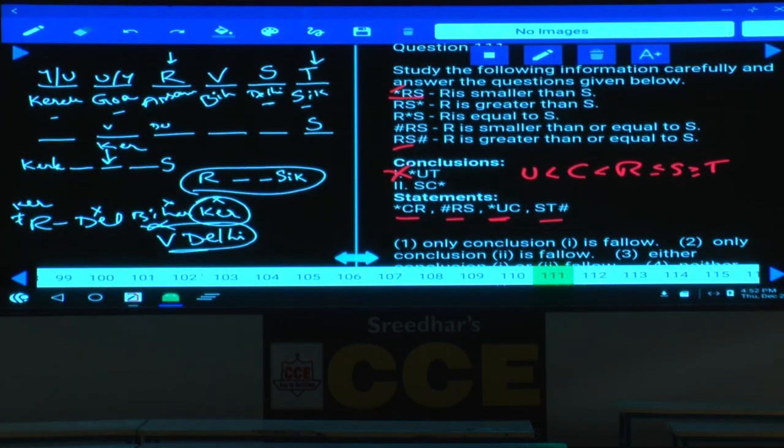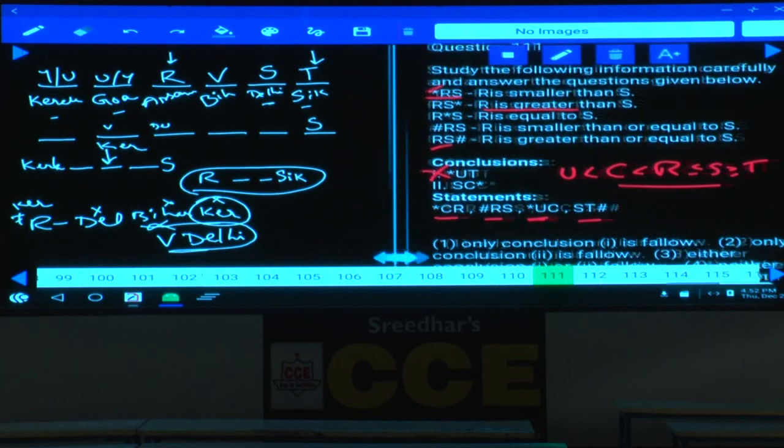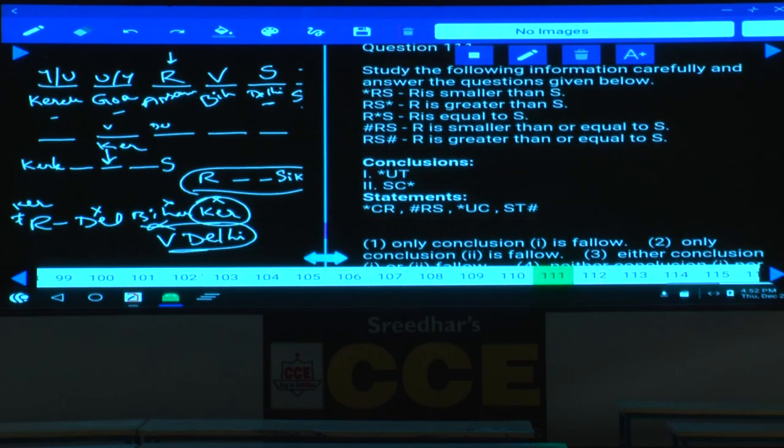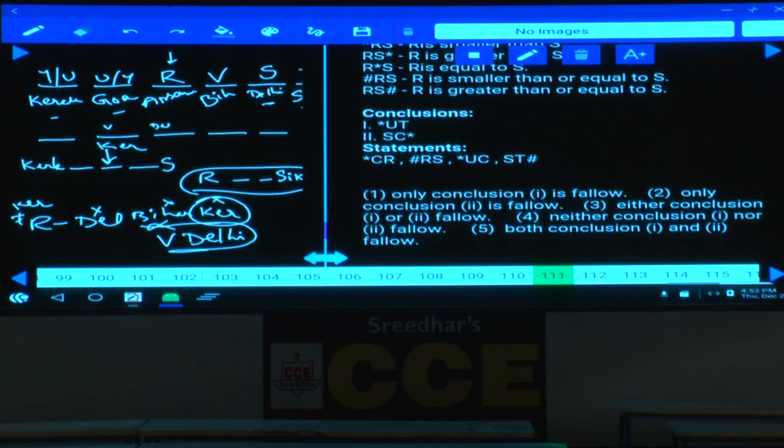Then coming to the next one, SC and star. Now in this SC and star, S is greater than C. C lesser than S means S greater than C, definitely true. And so only conclusion 2 follows, and 2 is the answer. Hence question number 111: only 2 follows, and it is given in choice 2. And similarly, can you work out the remaining questions 111 to 115?